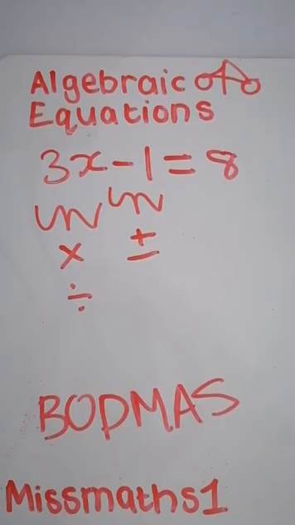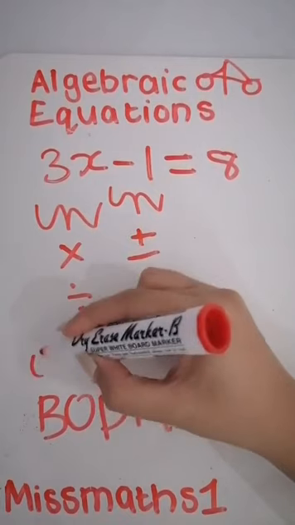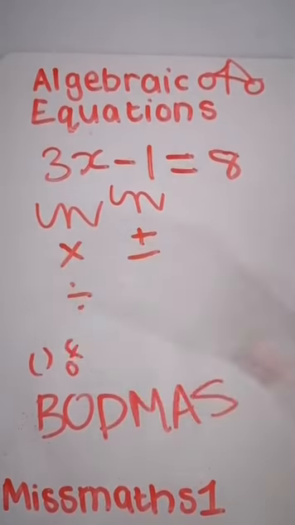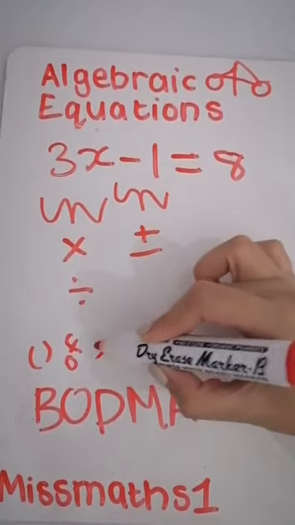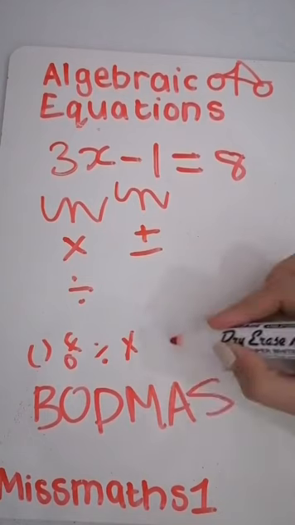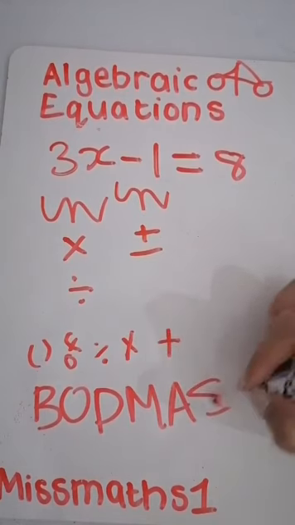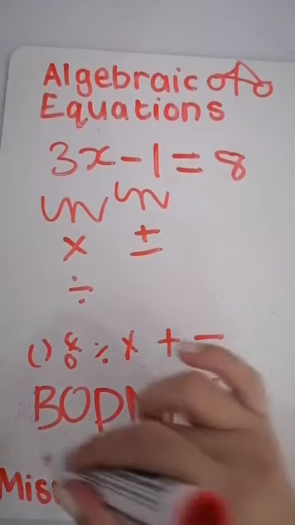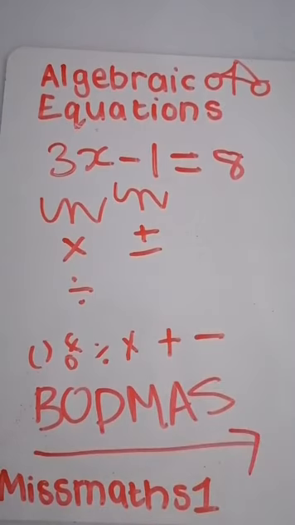Grade 4, grade 5. BODMAS. So let's just do a recap of BODMAS. B stands for brackets. O stands for of sums. D stands for division. M stands for multiplication. A for addition, and S for subtraction. And basically what happens with BODMAS, it's the order of operations.